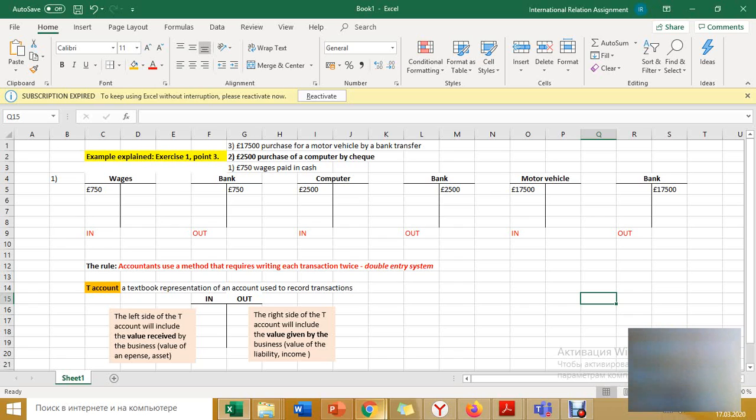For exercise 1.3, I'm going to give you some extra work to make sure that you understand how to work with these T accounts. And in our next lesson, we are going to use the double entry system, and we're going to work more with the in and out transactions, the bookkeeping.